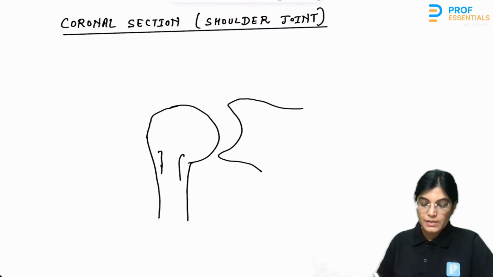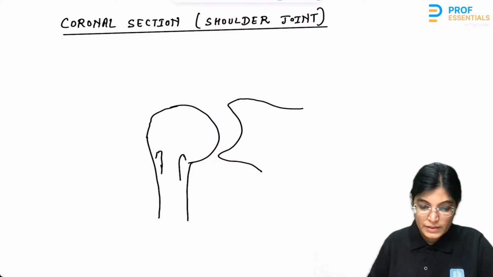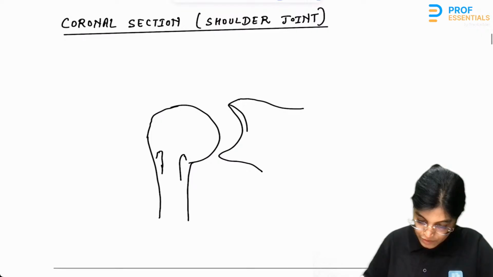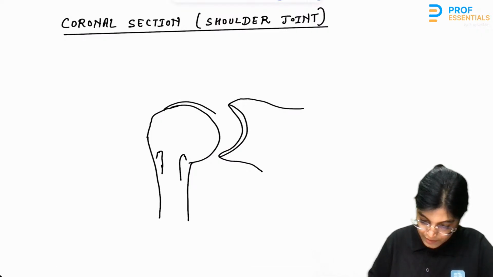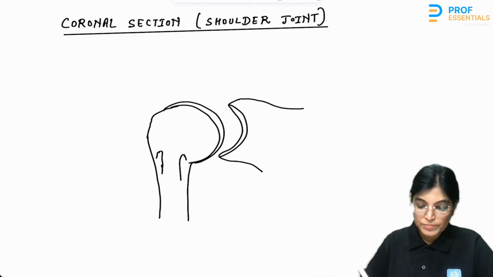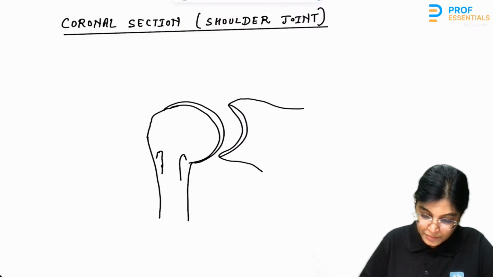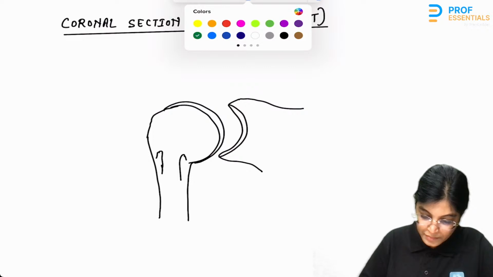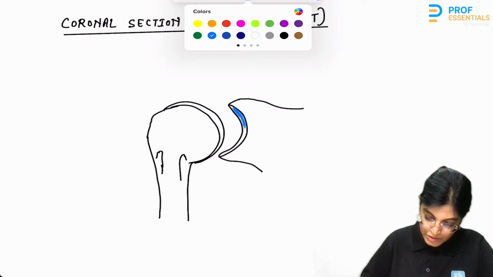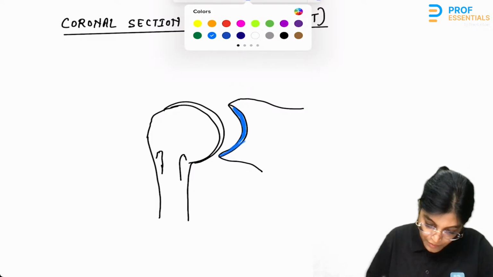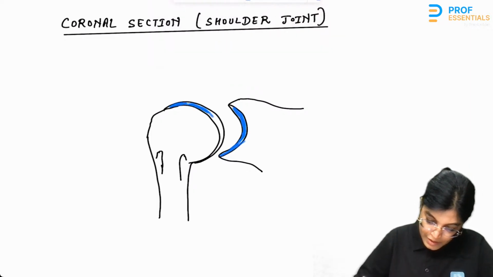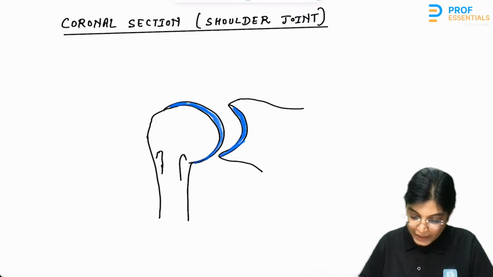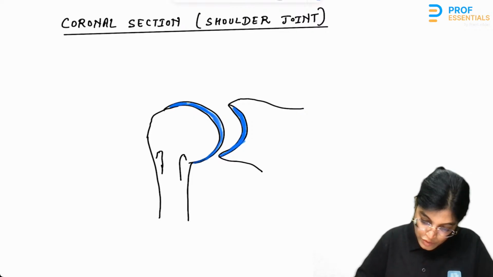Okay, head of humerus. Now the synovial cavity. We can use a different color for the synovial cavity. Always use colors in the anatomy diagram for getting a better mark. So you should make diagrams using different colors.